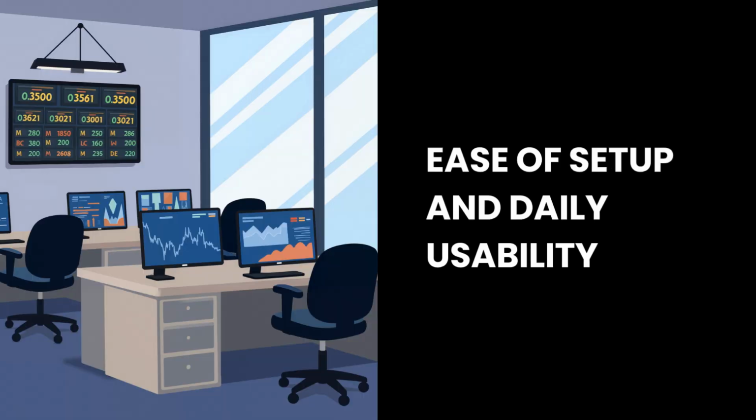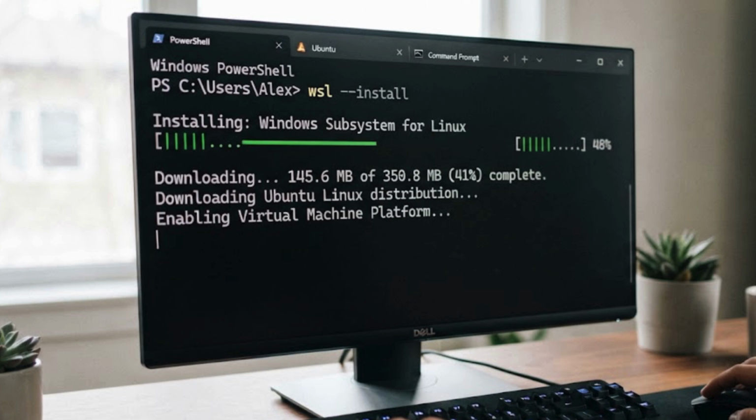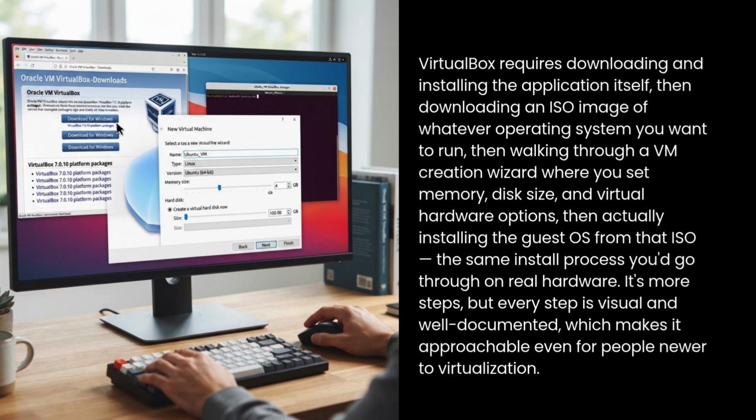Ease of setup and daily usability. Let's talk about what it actually takes to get each one running, because setup friction is a real factor in which one you'll actually stick with. WSL2 is, without argument, the easiest to get started with. A single command, wsl --install, handles enabling the required Windows features, downloading a default Linux distribution, and setting everything up. Within a few minutes and one restart, you have a working Linux terminal.